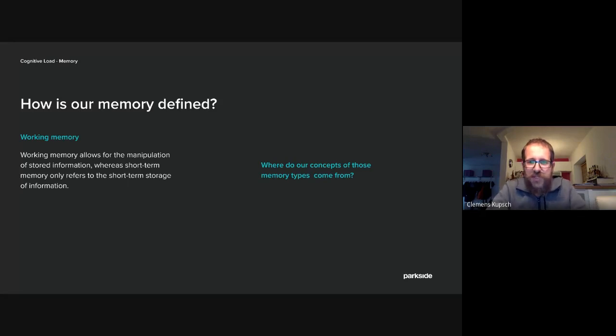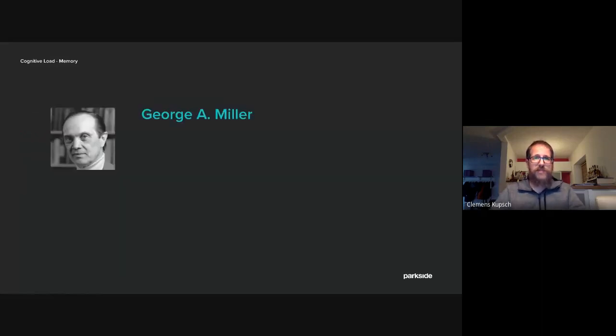I'm sure some of us have already heard of it, especially if you worked with Scrum, chances are high that you did. Yes, that's George Miller. He was the guy who came up with it after some research he did in 1956 in regards of short-term memory capacity. And the paper he wrote is nowadays one of the most highly cited papers in psychology, and also in regards to UX, to user experience. Therefore, it's important for us to know it and to understand it.